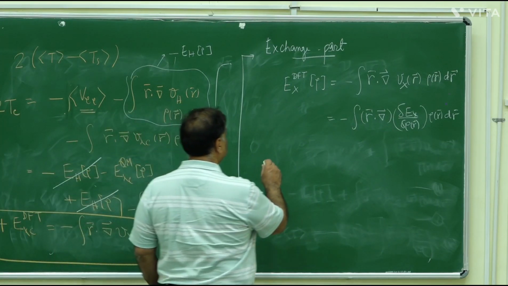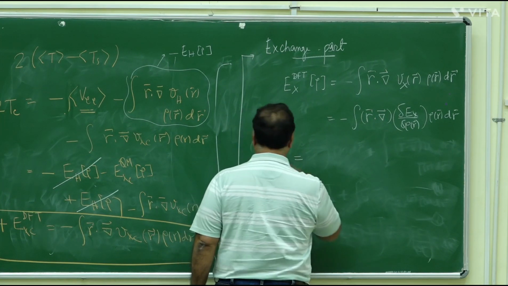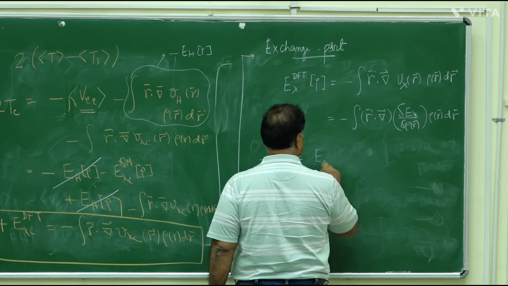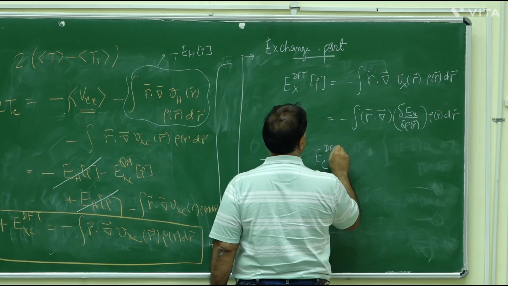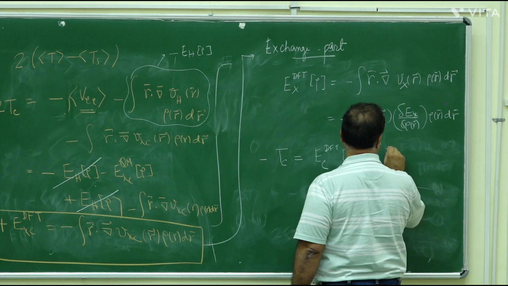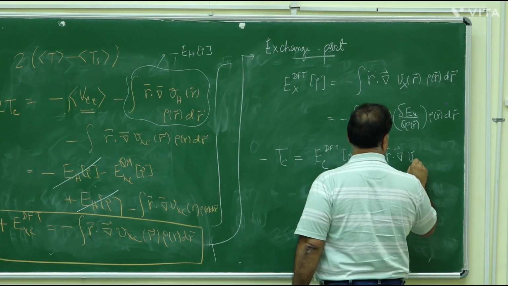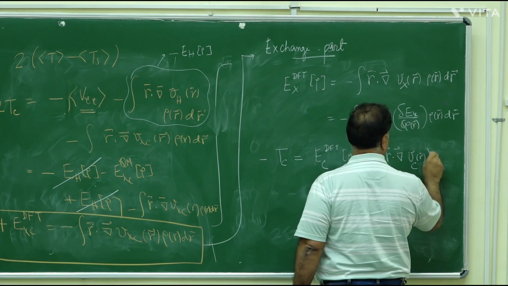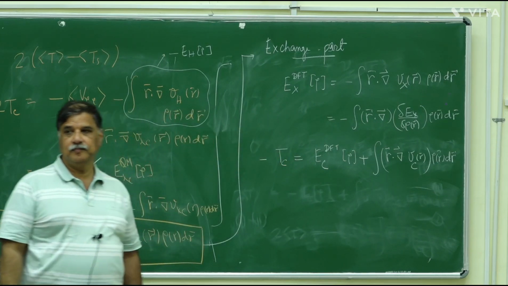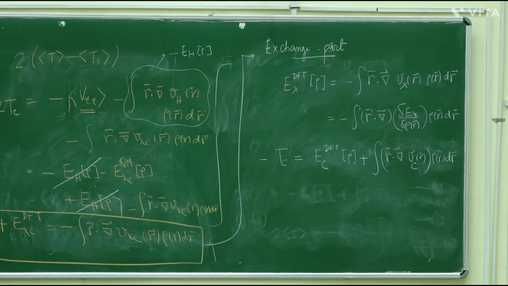And the T_C part goes to correlation, so you get T_C is equal to minus T_C is equal to T_C DFT obviously rho plus the integration of r dot del acting on V_C rho here. Any questions so far?